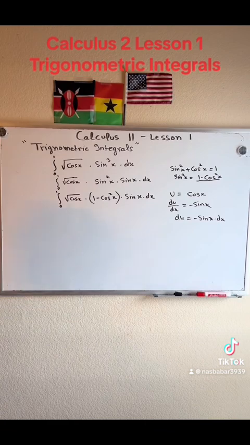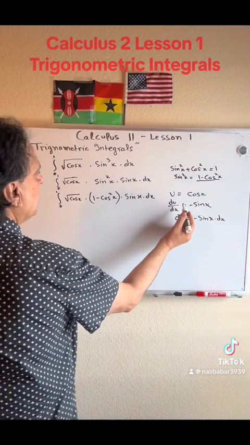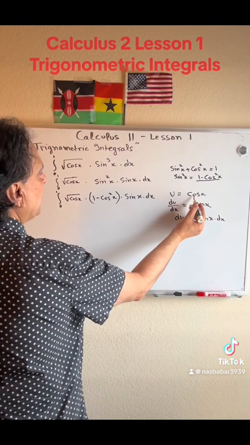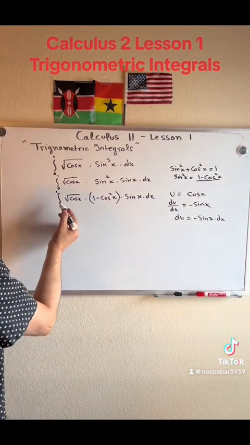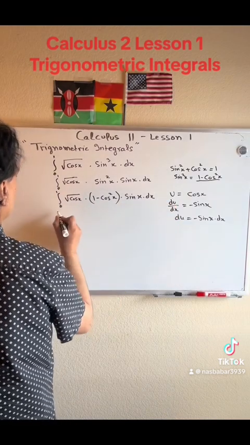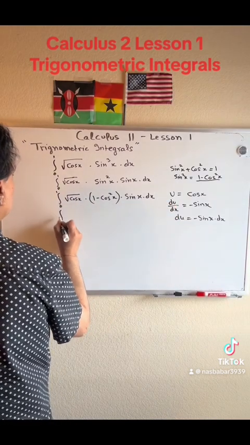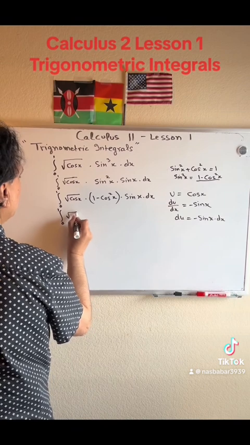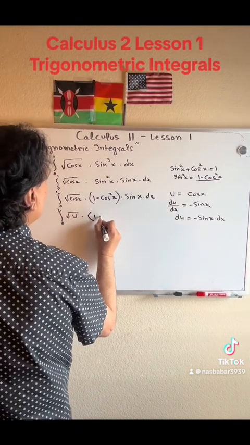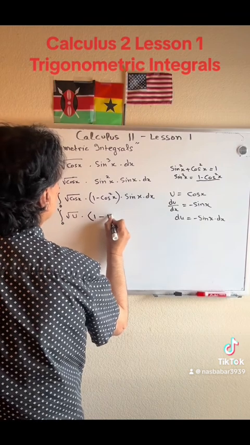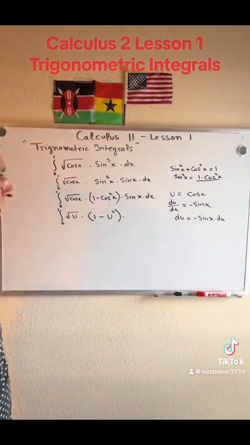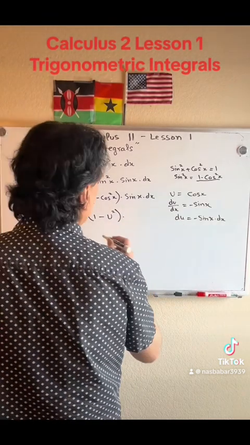Okay, so now we take u, which is equal to cosine x, and we plug this in right here. Wherever we have cosine of x, we're going to put u. We're doing substitution. From 0 to 1, we've got u times 1 minus u square du.